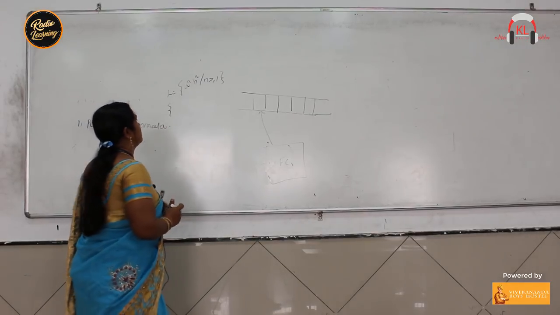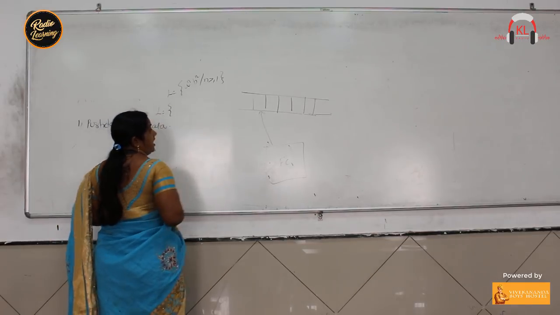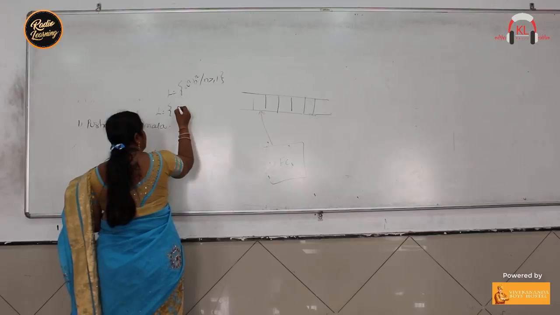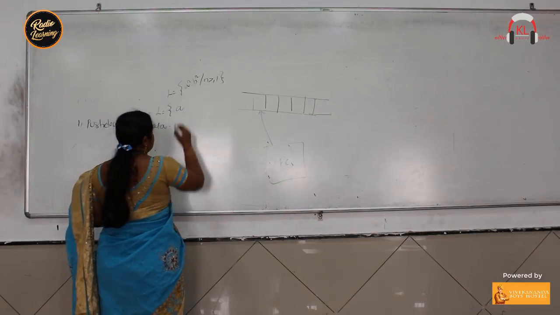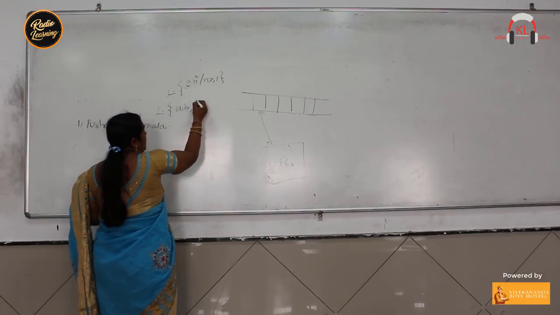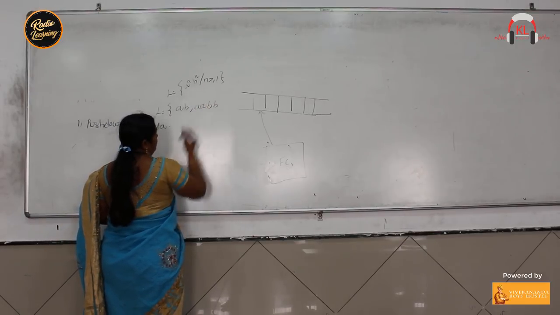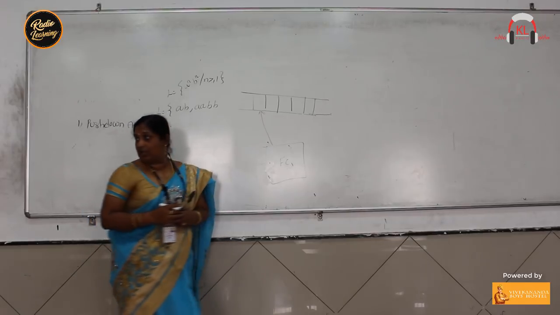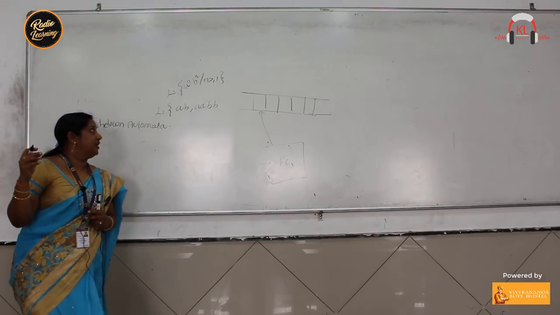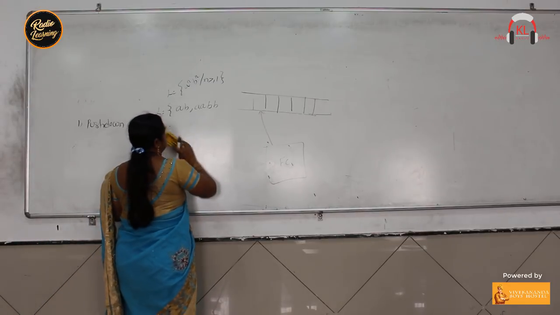For this language, I'm designing the strings. Initially I am taking n value as 1. Then whenever you take n value 1, the string becomes AB. The second string, if I am taking n value 2, will become AABB. Next, if you are giving n value 3, then the string is 3 As and 3 Bs.